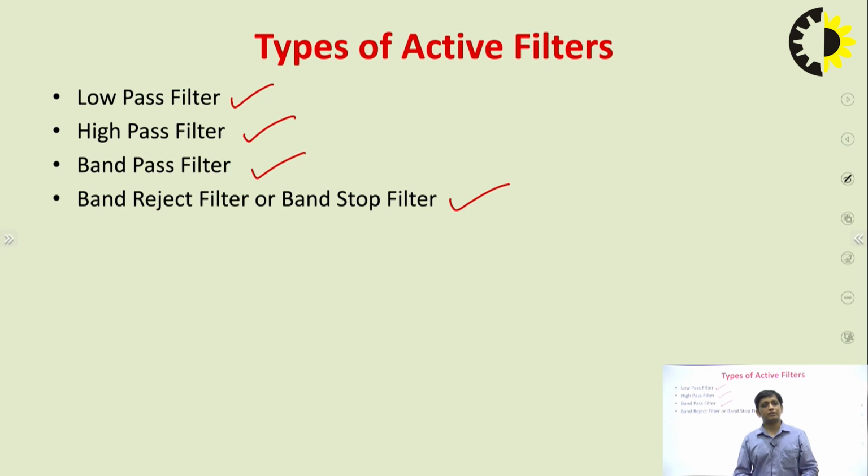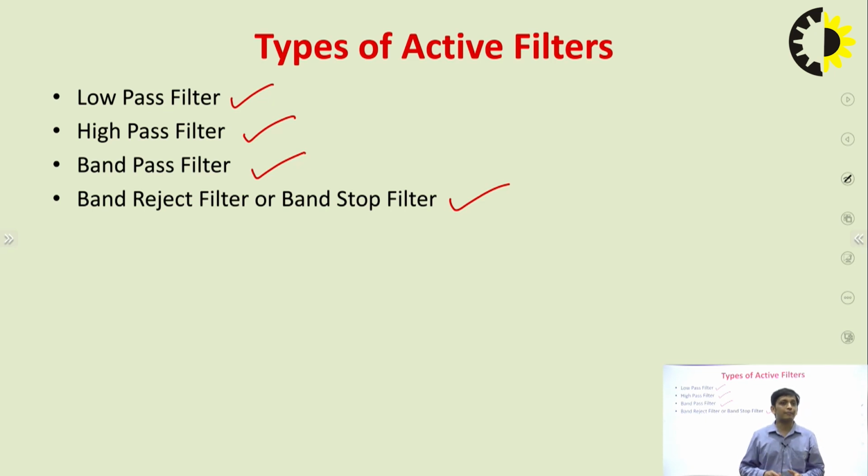As I have mentioned, a filter is a circuit which is used to pass a particular band of frequency and reject the remaining frequencies, right? But in all pass filter, all frequencies are passed. Basically, in all pass filter, it compensates the phase, it changes the phase of the signal, and it is basically used in transmission lines.